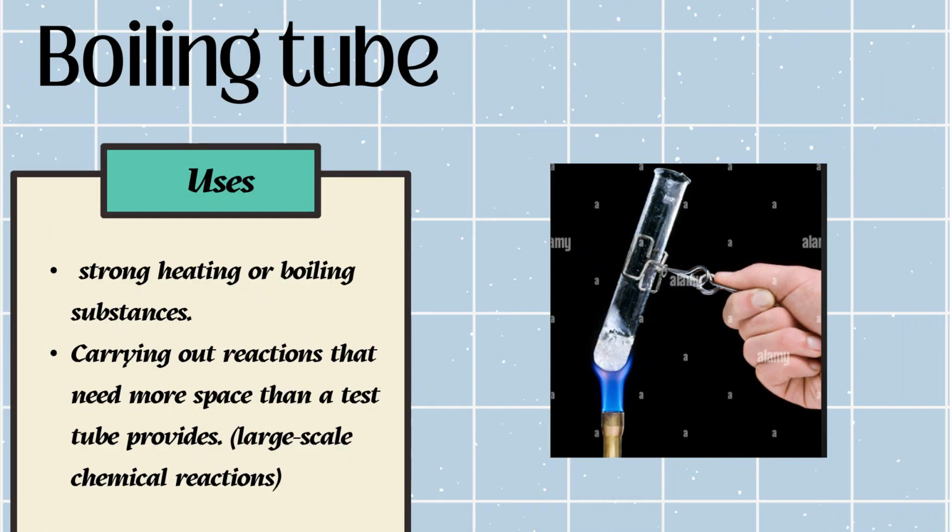So mostly we use a boiling tube to heat strongly, like when we want to boil a substance. In that case, we will be using a boiling tube, not a test tube. And also, wherever we need a huge amount of reactant and product, there we are going to use a boiling tube because it has huge capacity. So it can accommodate that much reactant and also the product that is going to form.